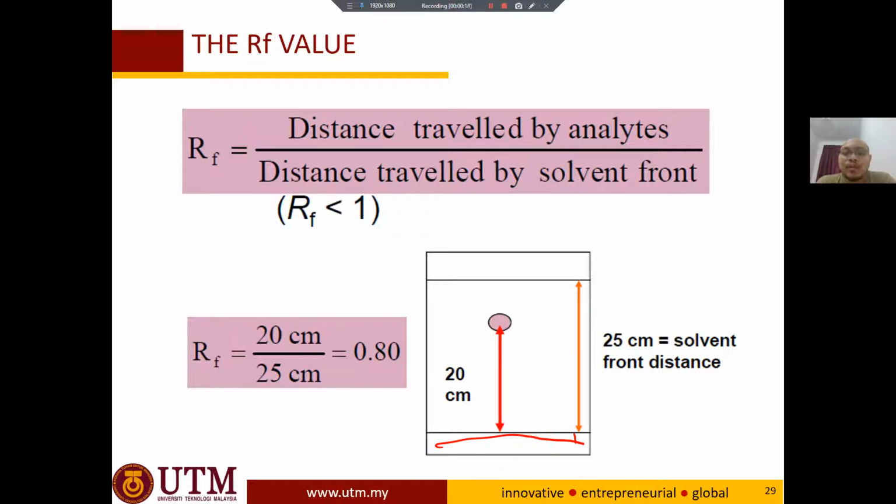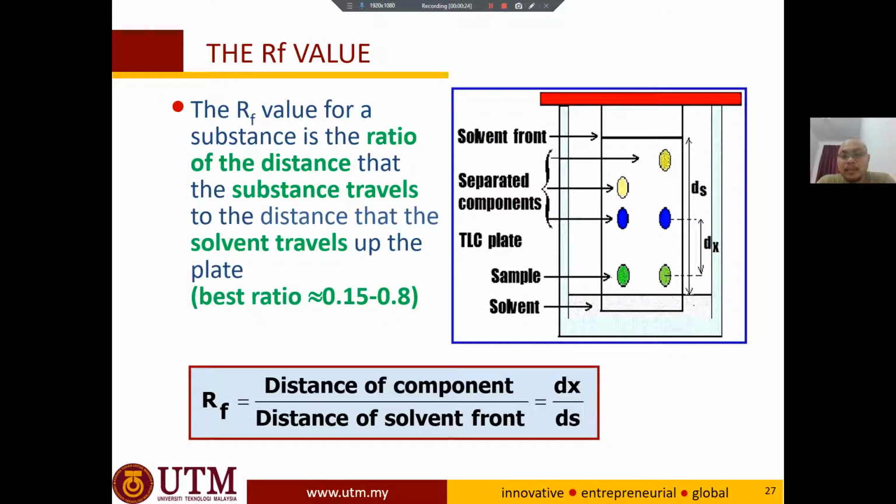Okay, so sometimes the students ask me, for example, you spot here, but the solvent you put here. Based on my reading, there are actually two ways to calculate the RF values. The distance of the components you can measure from the starting line.